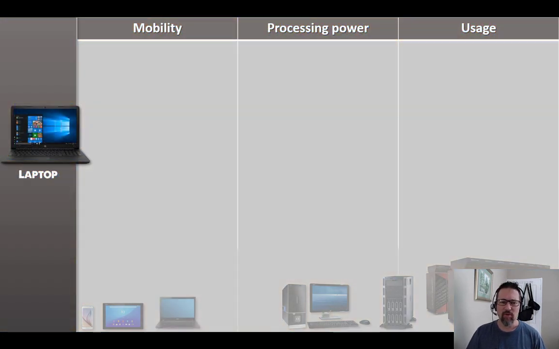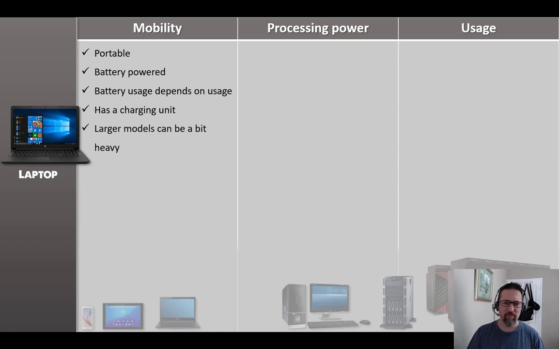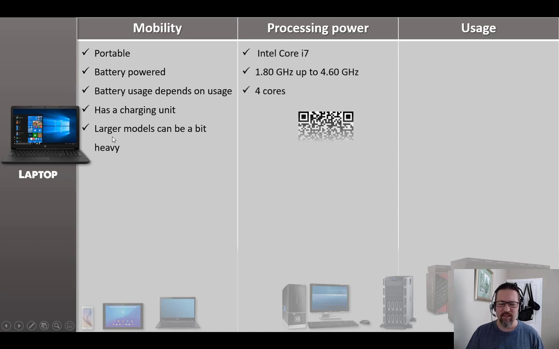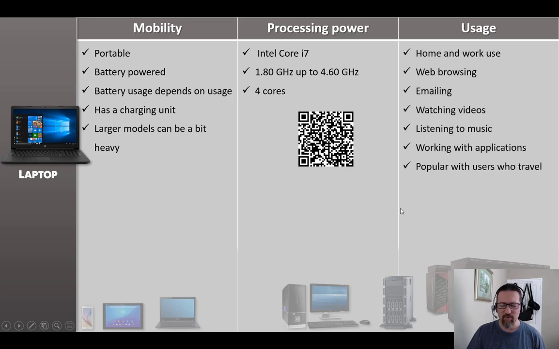The laptop, one of the most common computers nowadays, is portable and battery powered. The battery usage depends on how much you use it and what you're using the laptop for. It has a charging unit. Larger models can be a bit heavier, depending on what components they have inside. A typical processor would be something like an Intel Core i7, which is slightly higher range, 1.8 gigahertz up to 4.6 gigahertz, 4 cores, probably octa cores now, which is 8. And what would you use it for? Well, everything: home and work use, web browsing, emailing, watching videos, music, applications. It's also very popular with those who travel a lot and need to work on the road.